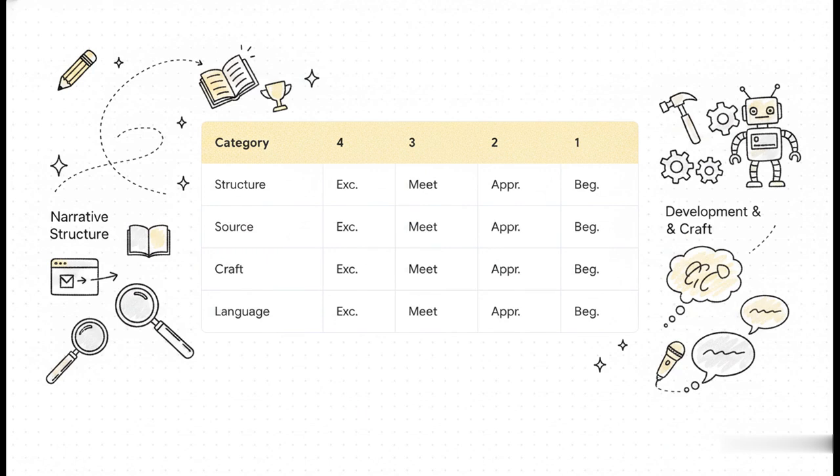It breaks everything down into 4 clear categories: narrative structure, source use, development and craft, and language and conventions. This ensures you're looking holistically at the whole shebang, from how well they completed the narrative arc to how seamlessly they wove in that factual anchor or borrowed problem.